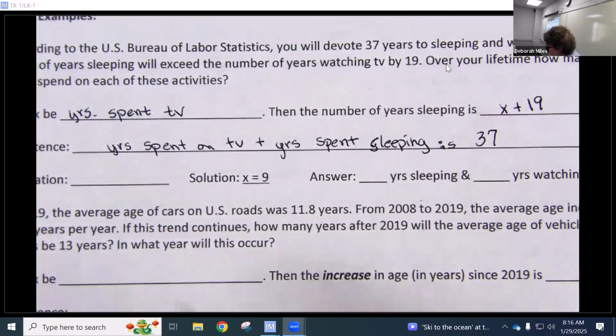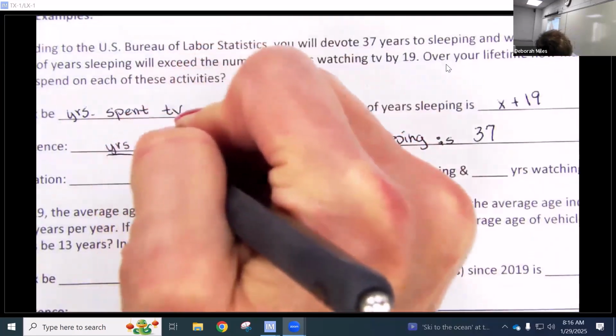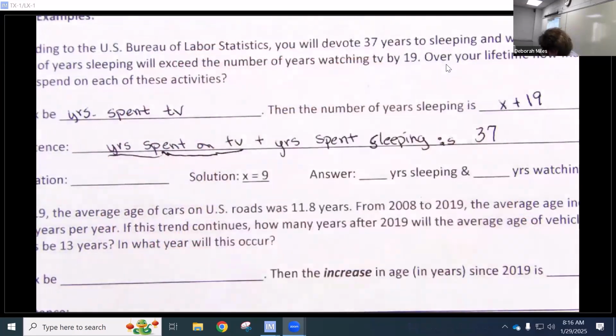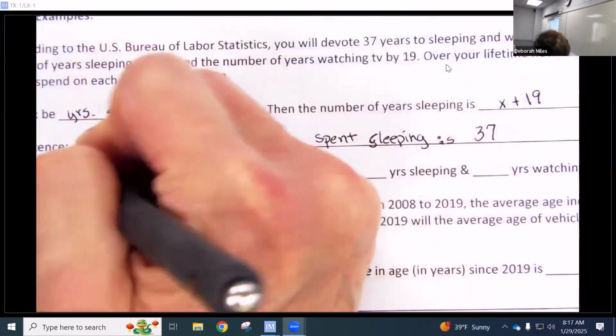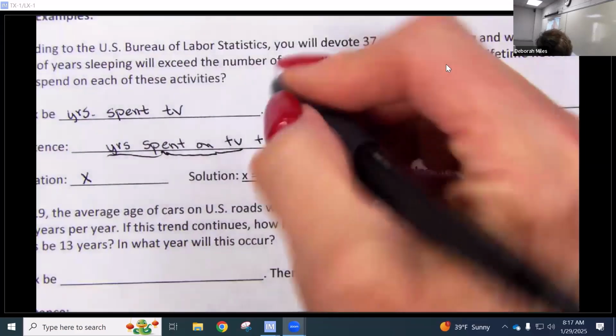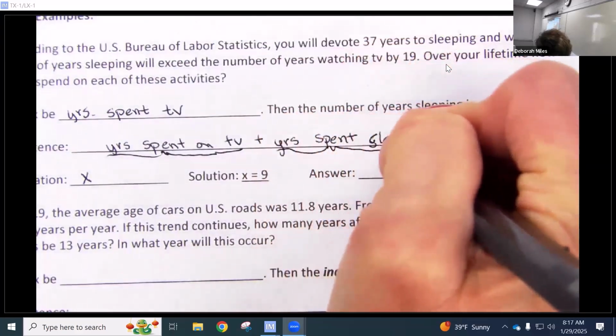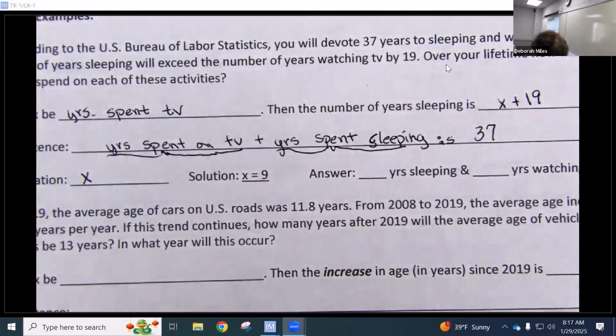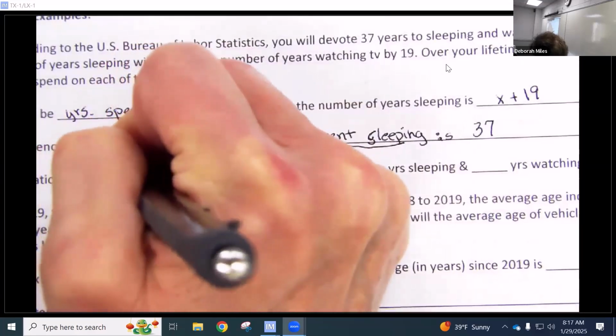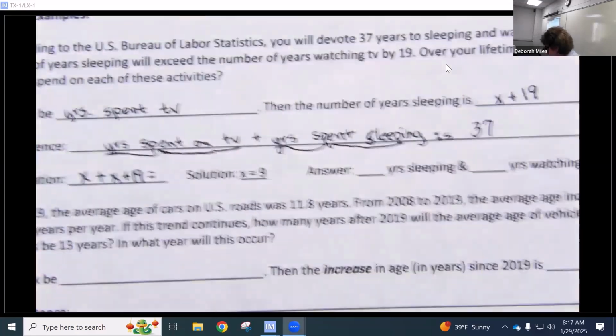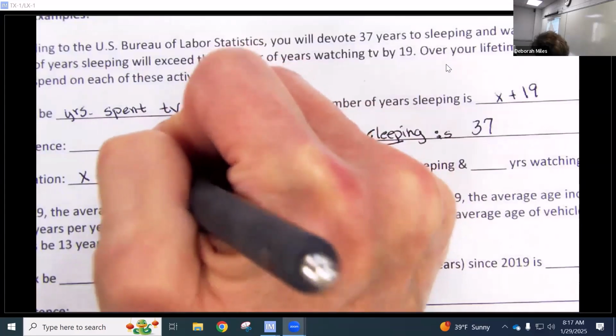And what can I put in place of this years spent watching TV? That's what we called X. What can I put in place of years spent sleeping? That's what we called X plus 19. And I know that the two of those together have to equal 37.